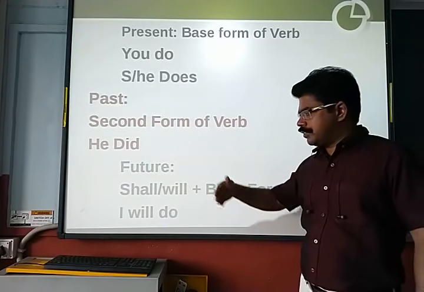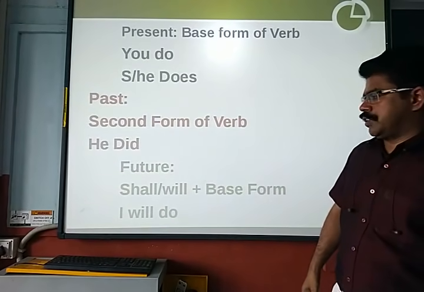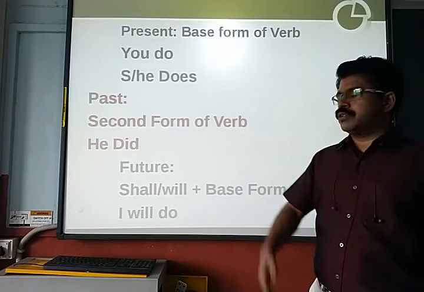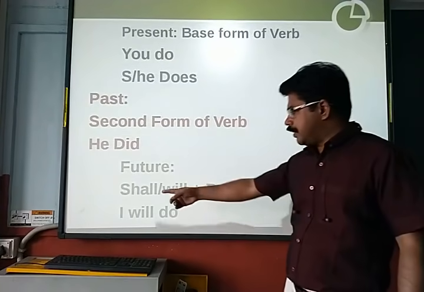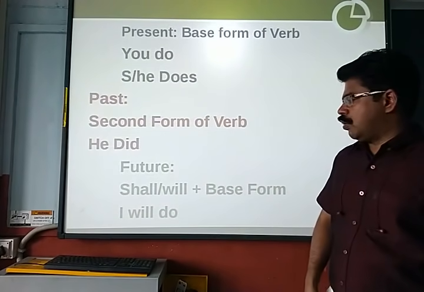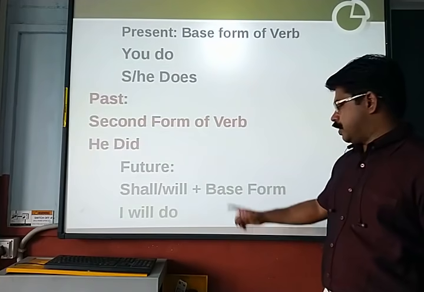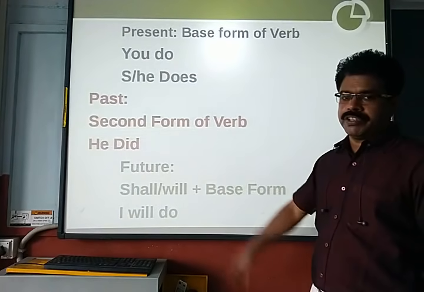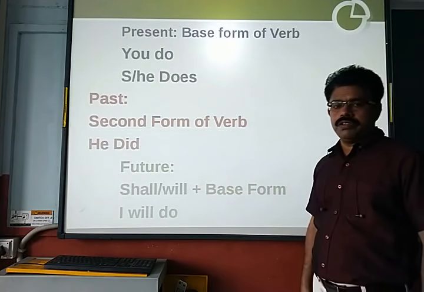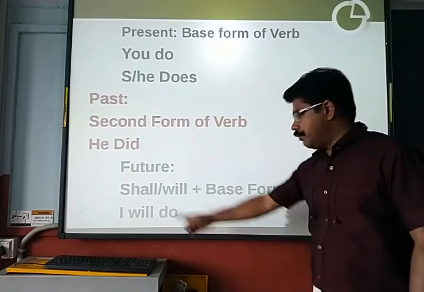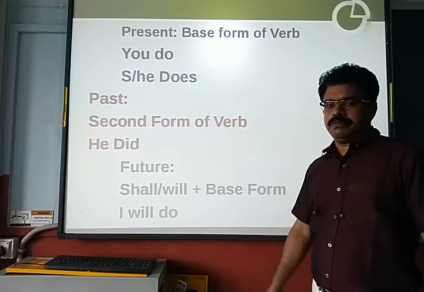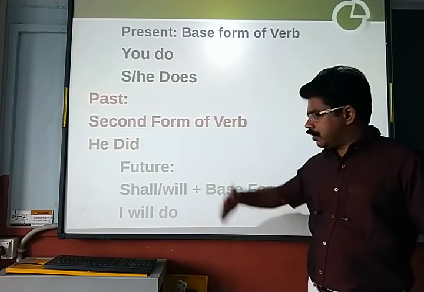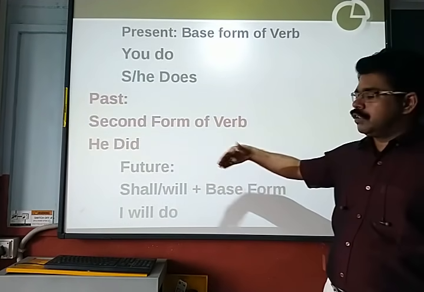In all those cases, what we want to speak, what we want to predict, assurance, all those things, we use simple future. And the structure we see here is shall or will plus the base form of the verb. I shall do it, he will do it. I will do, I shall do it, they will do it. So these are how we form the future tense.